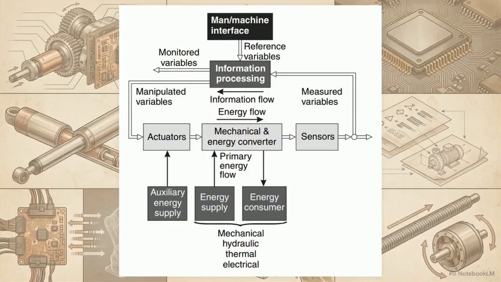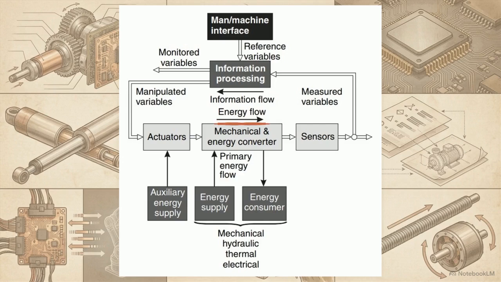This block diagram maps that architecture. The process begins at the top with the man-machine interface. This interface provides reference variables, the specific target states or goals that a human operator inputs into the system. Following the open arrows, we track the information flow. Sensors measure the current physical state and send that data back to the central information processing unit. The processor calculates adjustments and issues manipulated variables, digital commands directing the system to correct itself.